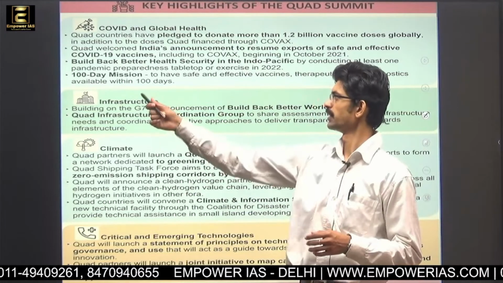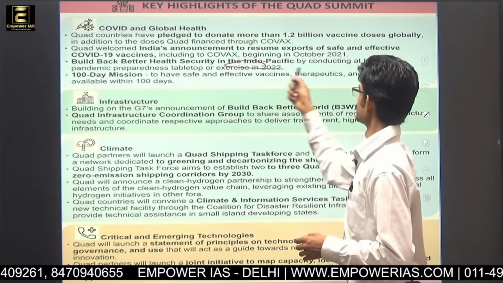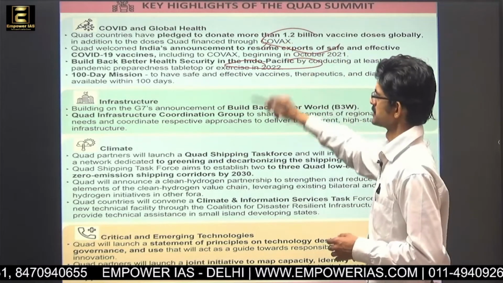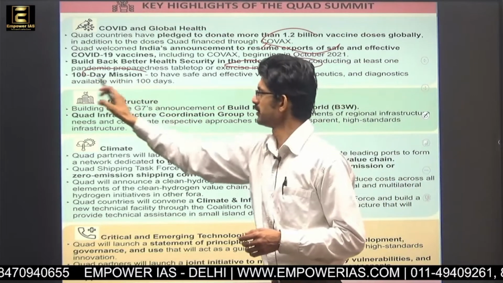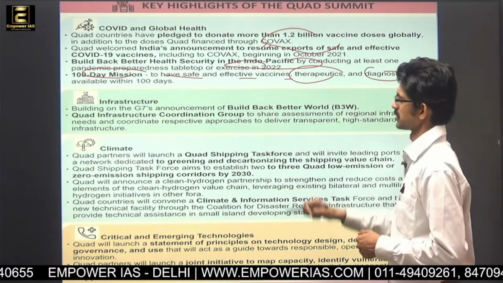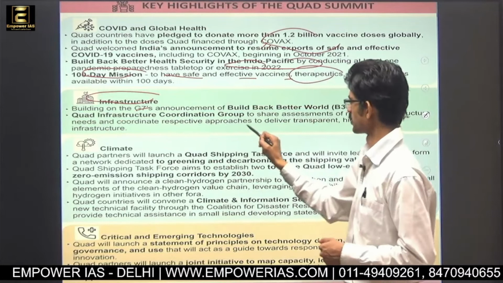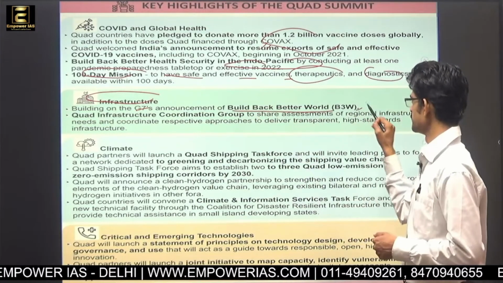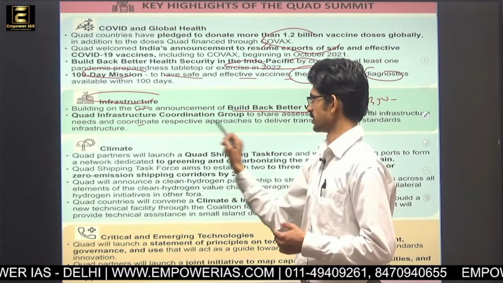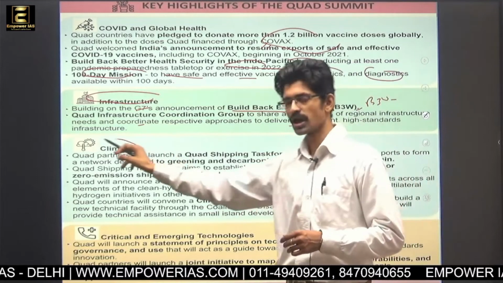So Quad group provided build back better health security in the Indo-Pacific region, providing COVAX to 1.2 billion citizens, and it provided a 100 days mission to have safe, effective vaccination, therapeutic and diagnostic availability. Then it has the G7 infrastructure and Quad infrastructure, Build Back Better World B3W, which is having coordination of respective approaches. Further, Quad is also cooperating on the climate fronts.